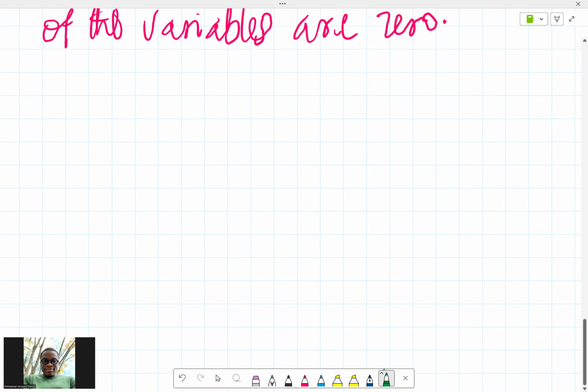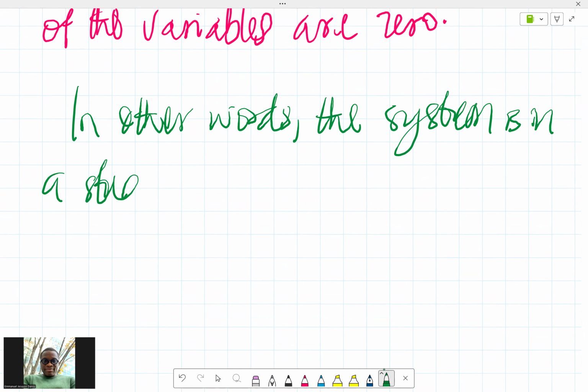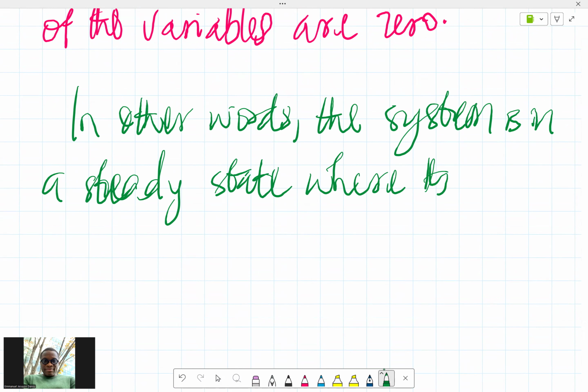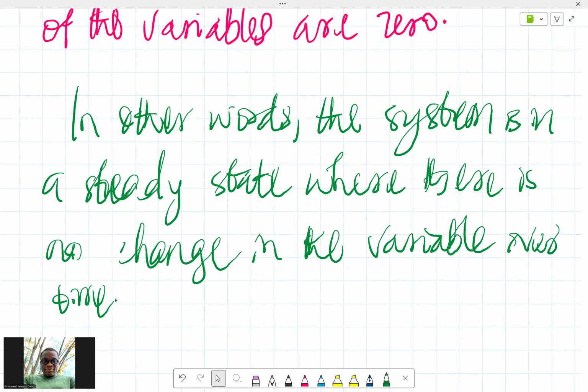In other words, the system is in a steady state where there is no change in the variables over time.